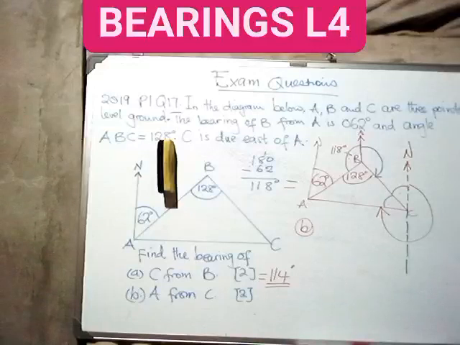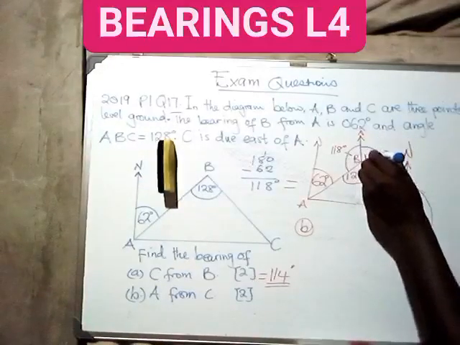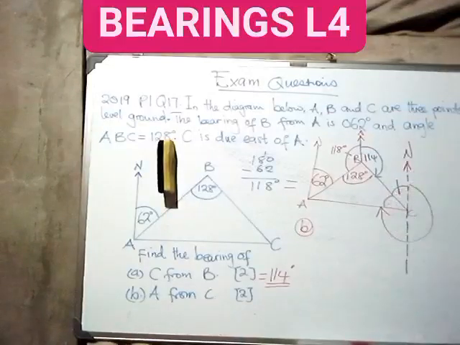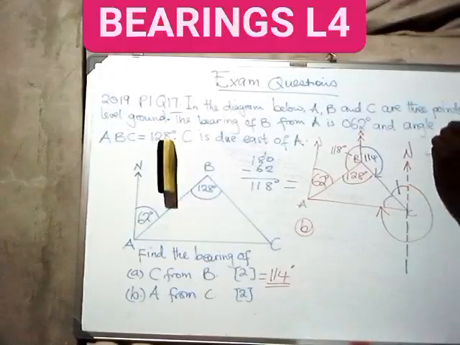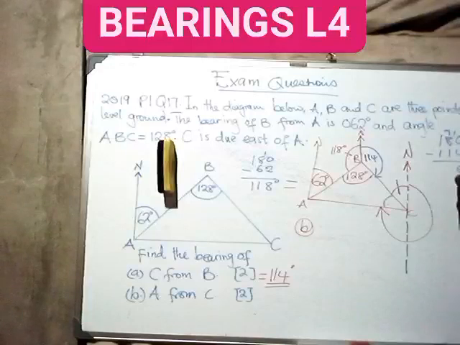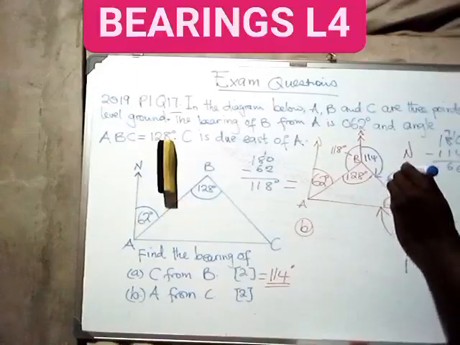So what are we going to do? To know this angle here, we are going to say this one, which we have said is 114, from 180. So 180 minus 114. We are going to have 66. So meaning this angle here is 66.